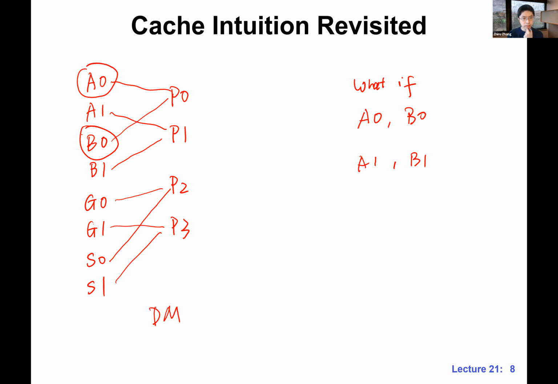What do we do? How can we make it more flexible so that we can reduce the number of misses? Any ideas? Hopefully this analogy still makes sense. How can we increase the flexibility in our cache system? In this case, what do we do? Any suggestions?